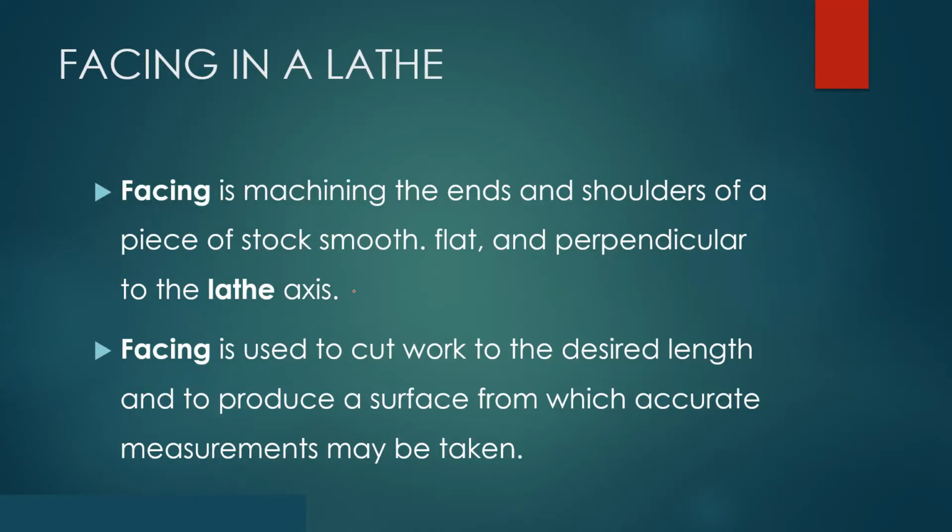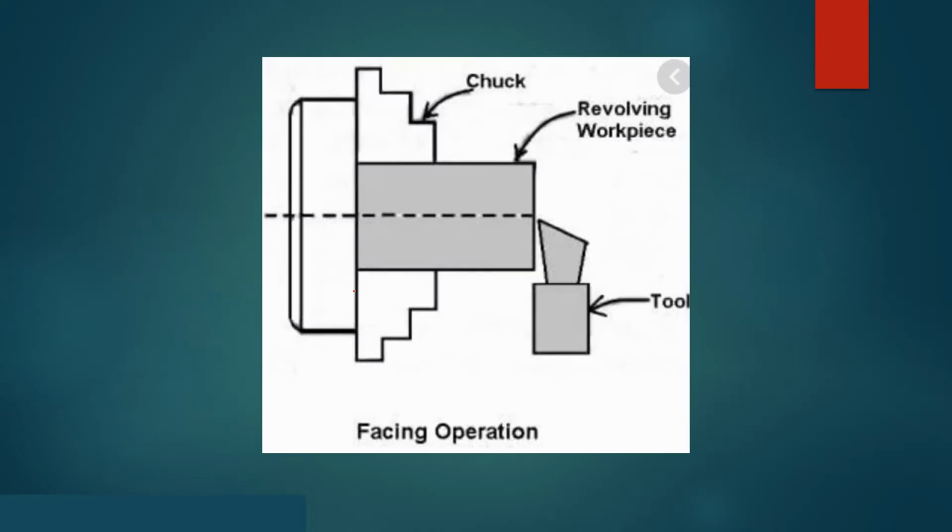Facing in a lathe. What is meant by facing? Facing is machining the ends and shoulders of a piece of stock smooth, flat and perpendicular to the lathe axis. Facing is used to cut work to the desired length and to produce a surface from which accurate measurements may be taken. See here, this figure shows the facing operation.